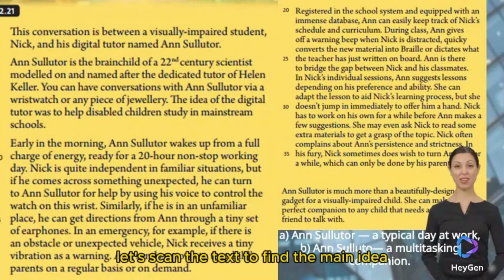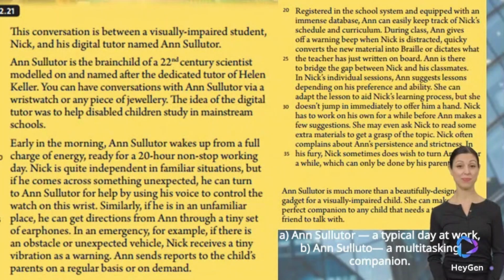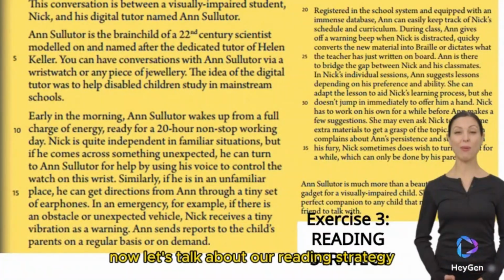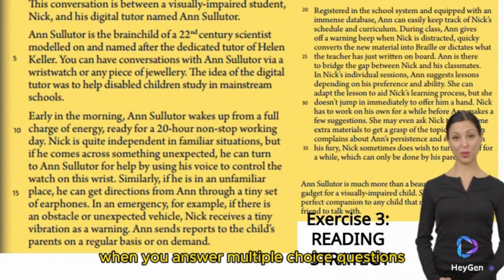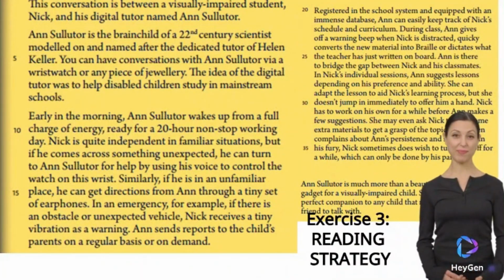Let's skim the text to find the main idea. You have 3 minutes to do this. Which option did you choose earlier? The correct answer is B. Ansaluter, a multitasking companion. Now, let's talk about our reading strategy. When you answer multiple choice questions, look for keywords in the question and find them in the text.